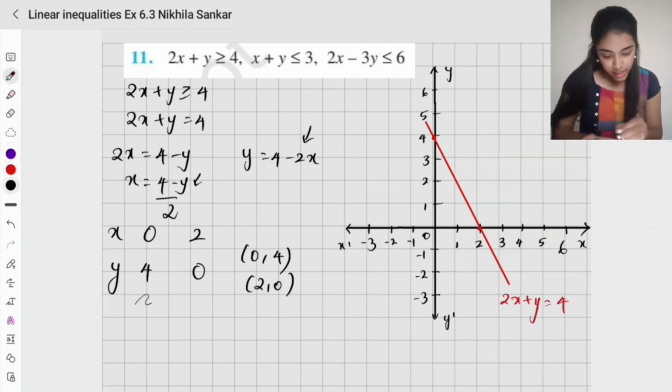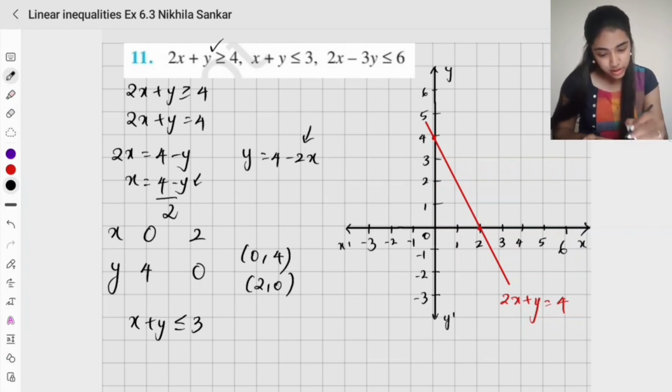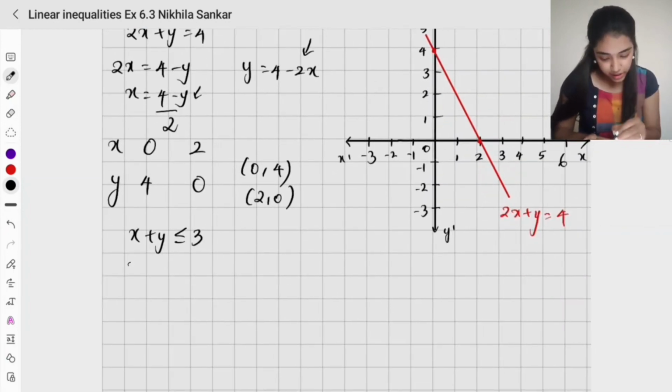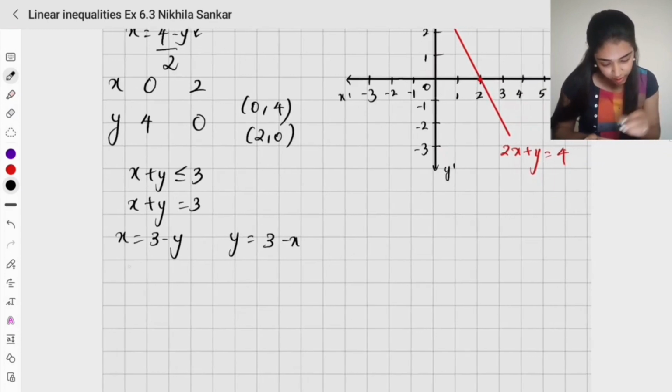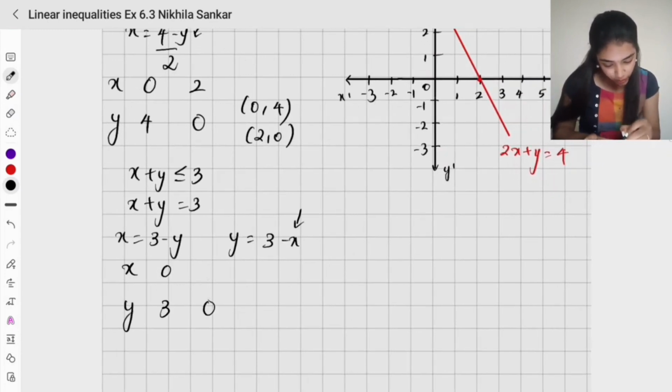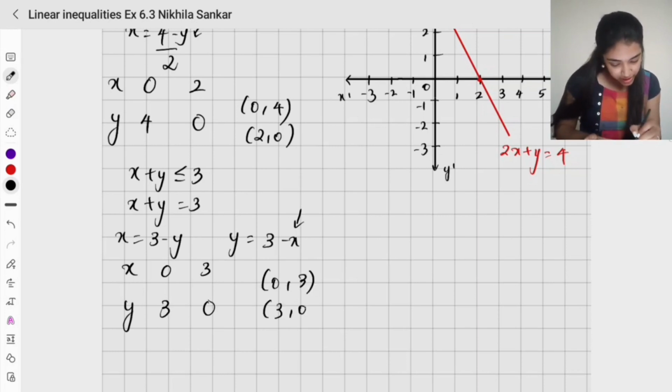What is my other equation? X plus y less than or equal to 3. Here there are 3 equations: 1, 2, 3. Okay, please pay attention. So x plus y equals 3. So x is equal to 3 minus y. Y is equal to 3 minus x. So how will the tabular column look? X, y, when x value is 0, y is going to be 3. If y is 0, x is going to be 3. So what is my solution? 0, 3 and 3, 0.